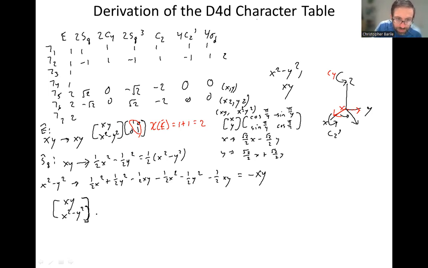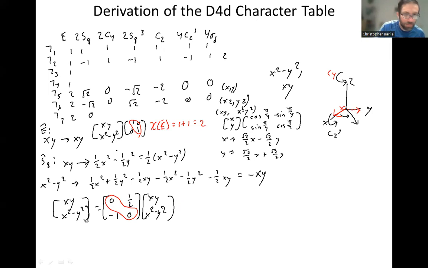For this one, xy goes into 0 of itself, but 1/2 of x squared minus y squared, and x squared minus y squared goes into 0 of itself on the main diagonal, but -1. That's how the matrix multiplication would work. When we take the sum across the diagonal, we get 0 for the character. So our character under S8 is equal to 0. Okay? And so now we do the same thing for C4.